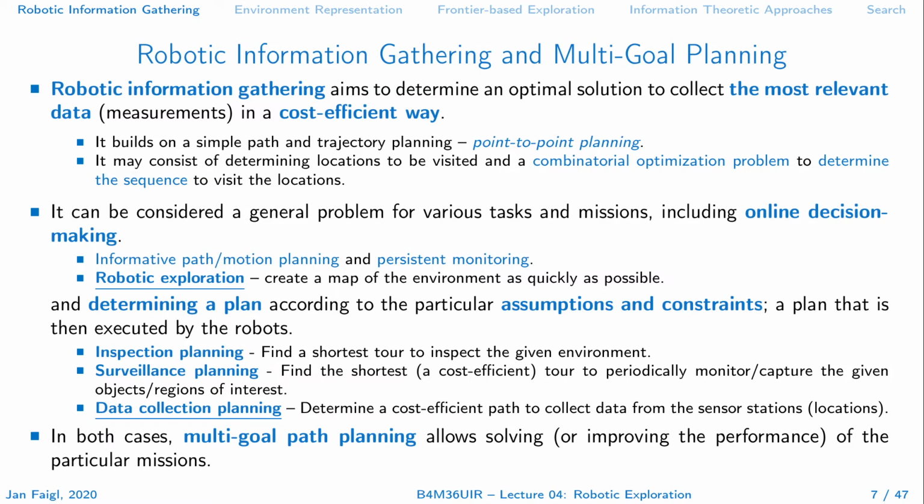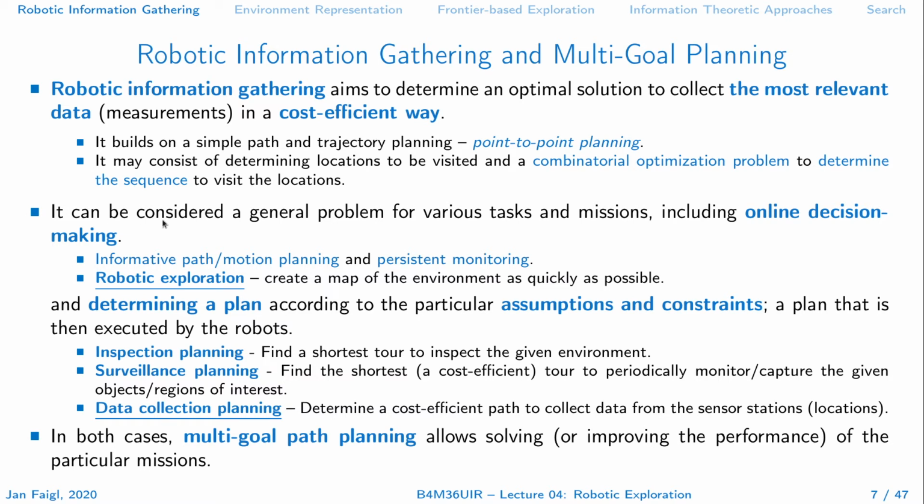It can build on very simple path planning we showed in the previous lecture, or trajectory planning, and we can rely on point-to-point planning. But we may also have a bunch of locations to be visited, and then we can address the combinatorial optimization problem. What will be the order of visiting these locations? So we aim to determine the sequence of locations to be visited.